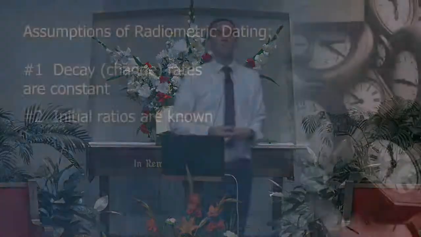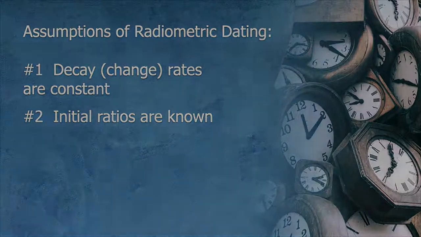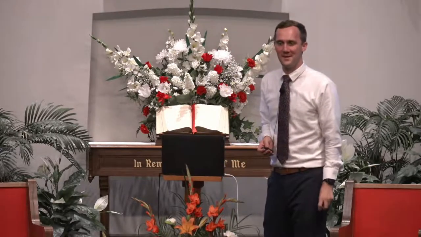The second assumption of radiometric dating is that initial ratios are known. And if you don't know what that means, don't worry. I don't really either, but that's all right. It says, in other words, what you're starting off with as you start your clock. So mother and daughter elements are what we'll talk about in just a moment, and this is not making sense at all. But someone else maybe could explain this a little better. Like I said, I'm certainly not a scientist. Dr. Lee, do you want to explain what number two is? You think better than me?